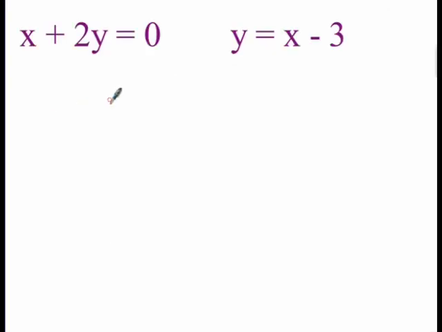Alright, so now we come to our next problem. X plus 2y equals 0 and y equals x minus 3. Now if you think you can do this on your own, then let's just hit pause. And if not, then don't hit pause and I will keep going. Alright, by now you have had your chance to hit pause. So, I'm going to look at the first one.